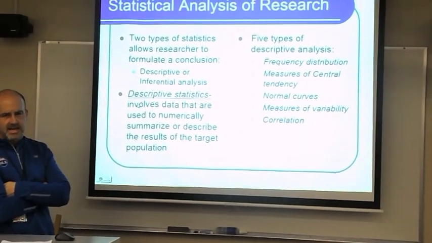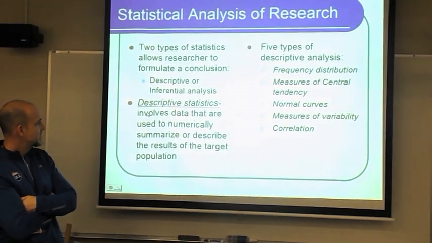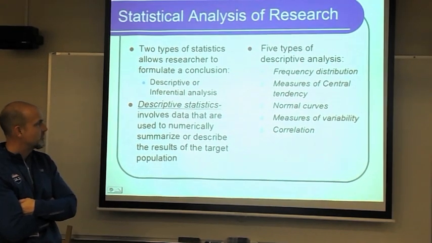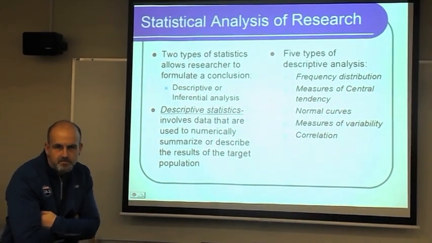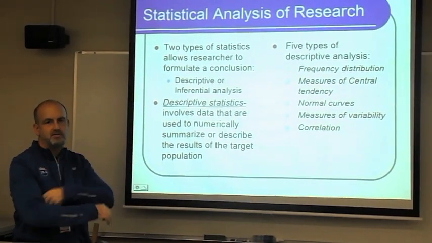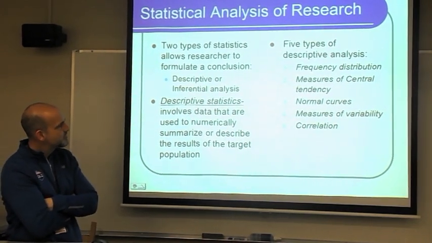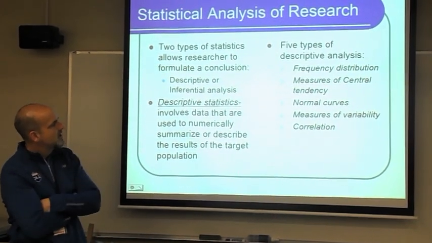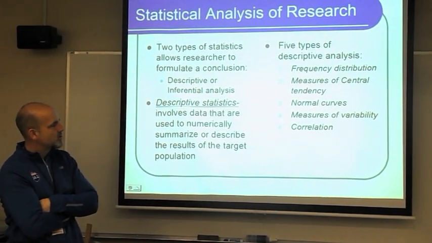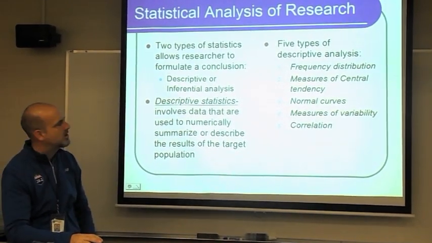Now, stats is in this chapter, and it's a part of this chapter. Descriptive stats involve data that are used to numerically summarize or describe the results of the target population. 38%, 2 out of 5, 3 out of 4. You're using numbers to explain what you found, which is easier for people to understand, obviously. Now, 5 types of descriptive analysis: frequency distribution, measures of central tendency, normal curves, and measures of variability and correlation. Now, we'll briefly go through all of those.